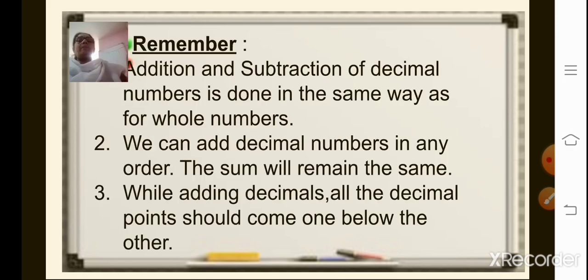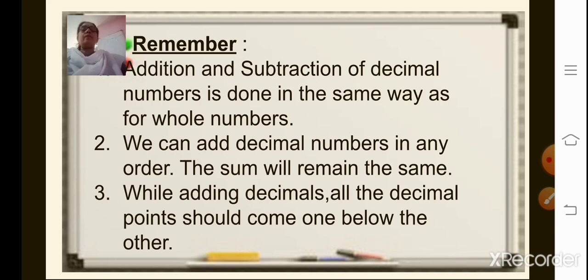Now when we add or subtract decimal numbers, it is done in the same way as for whole numbers, like how we add any two numbers. Same way we can add decimal numbers in any order, the sum will remain the same. And also while adding decimals, all the decimal points should come one below the other. So this is what you have to remember while adding or subtracting any two decimal numbers.